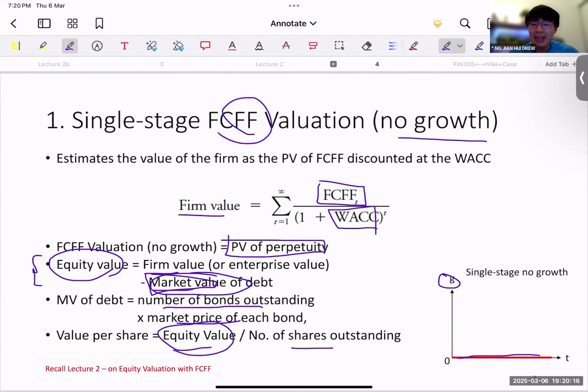That's why we minus cash. So those two are some additional adjustments that we do. If you're an analyst, you want to really determine the actual firm value, you can do a bit of adjustments here and there as well.